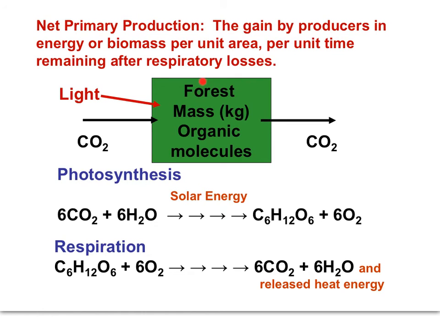Once the producers transform solar energy and matter into the biomass of the plant, they will use some of this chemical energy for their own needs. In other words, they respire. The amount of biomass left over after respiration is called net primary production, NPP. It's defined as the gain by producers in energy or biomass per unit area, per unit time, remaining after respiratory losses.